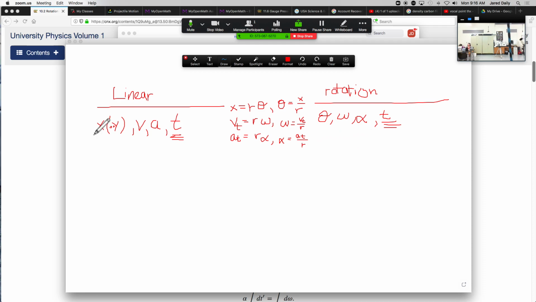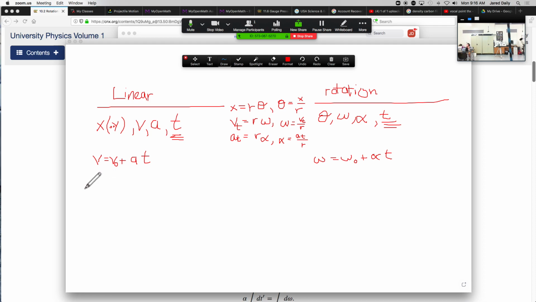Other things that we've dealt with so far are the kinematic equations. Well, you know, the kinematic equations, we have one that says velocity final equals velocity initial plus acceleration times time. Now remember, the kinematic equations are true as long as your acceleration is constant. So that is true here. And if we replace these velocities and accelerations with angular velocities and angular accelerations, we get a similar equation. Omega equals omega naught plus alpha times time. Angular acceleration.